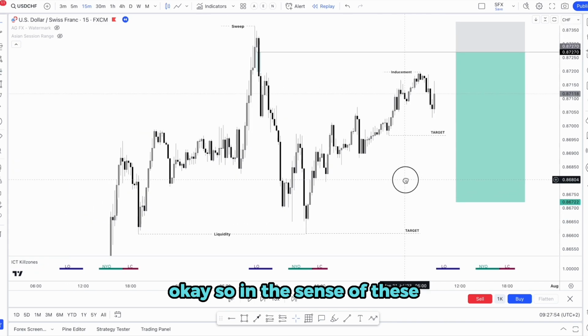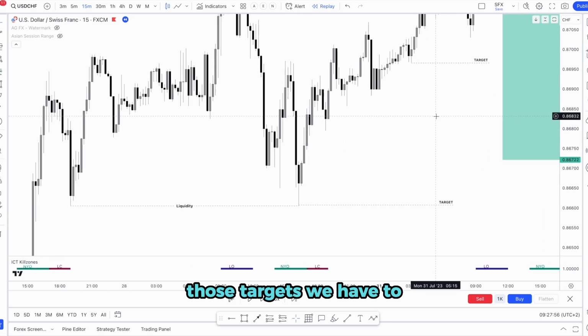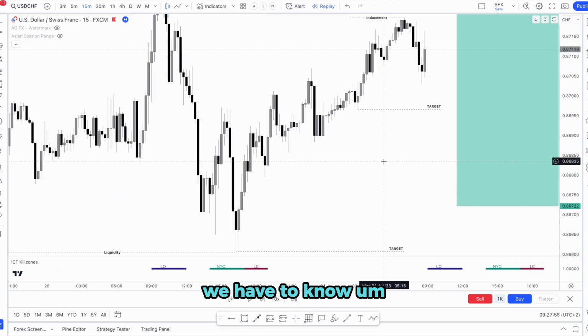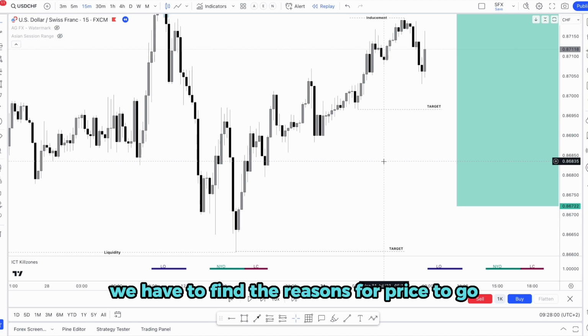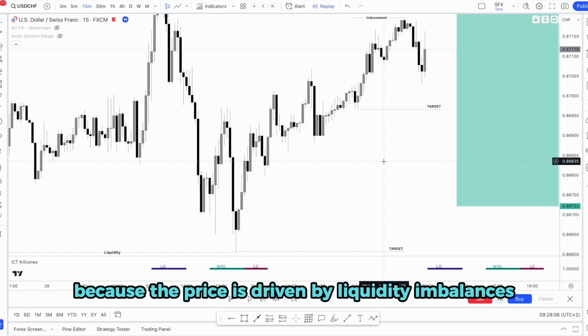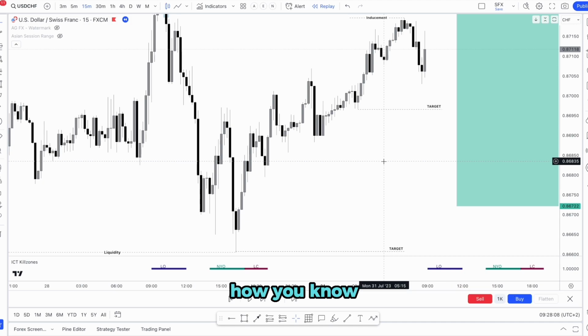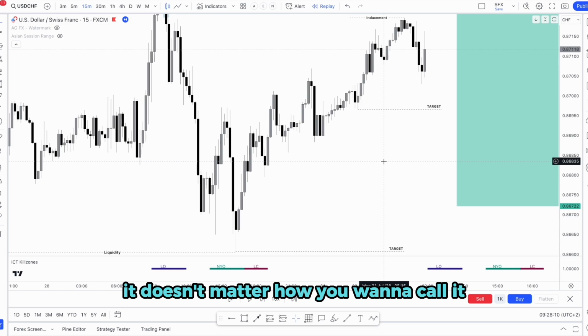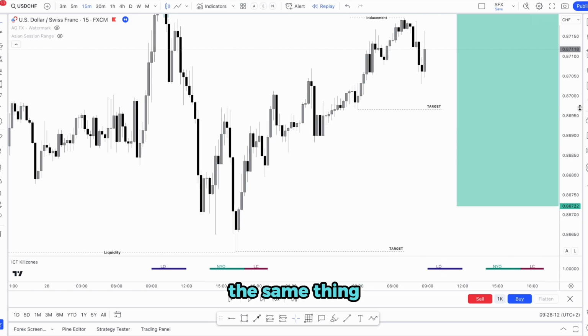Okay, so in the sense of those targets, we have to find the reasons for price to go from A to B, right? Because the price is driven by liquidity imbalances, fair value gaps, it doesn't matter how you want to call it, at the end of the day it's the same thing.